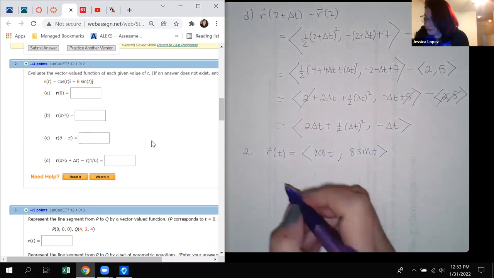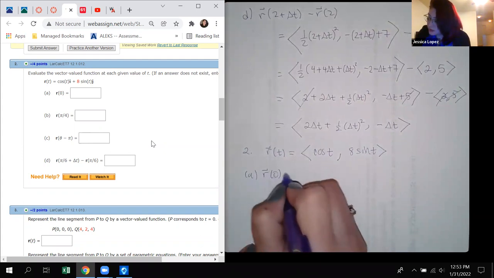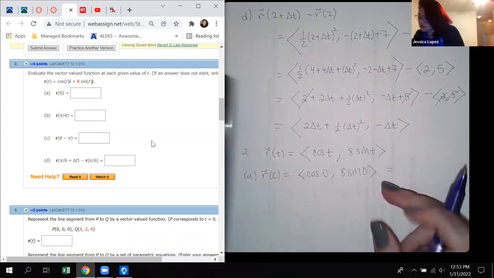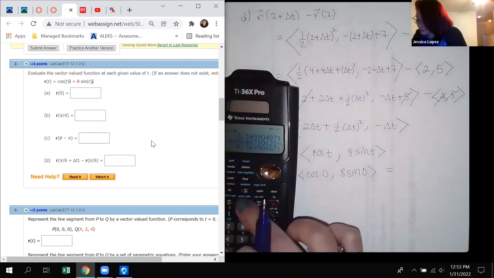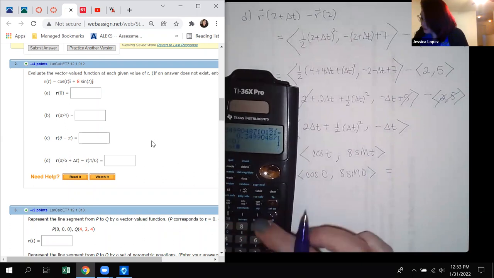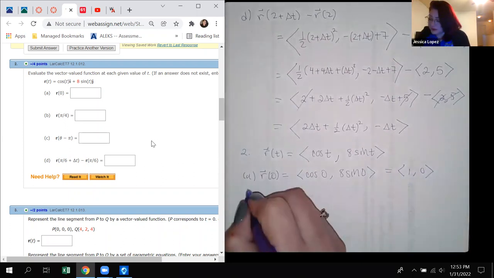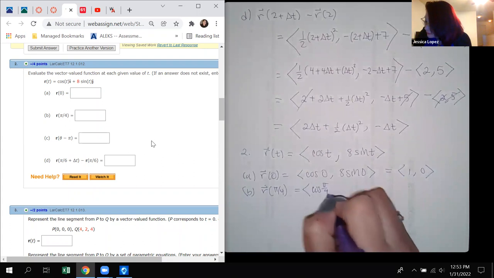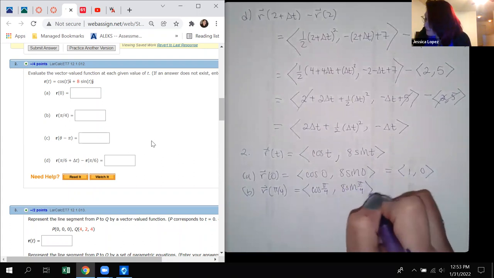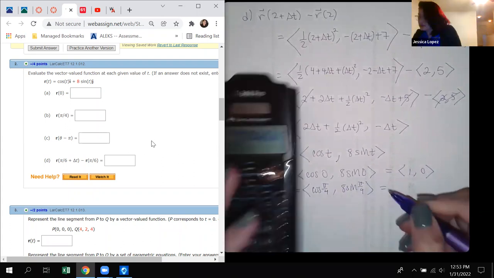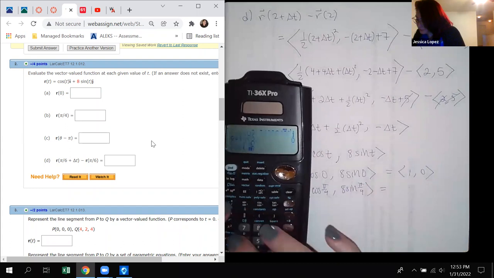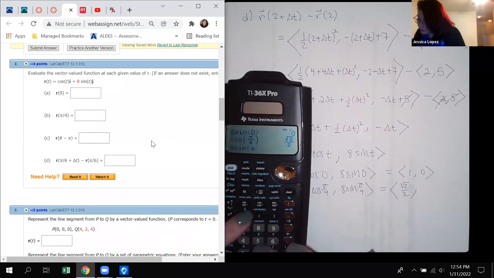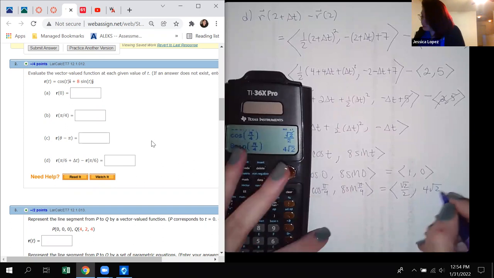And then if I want to find A, which is R of 0, I'm just typing in cosine of 0, 8 sine of 0. Remember, these are in radians because there's no degrees given. So cosine of theta and then 8 sine of theta. So we get 1 comma 0. Now for B, we're going to have R of pi over 4. So same thing, cosine of pi over 4, 8 sine of pi over 4. Let's see, cosine of pi over 4 is square root of 2 over 2, and then 8 sine of pi over 4 gives me 4 square root of 2.